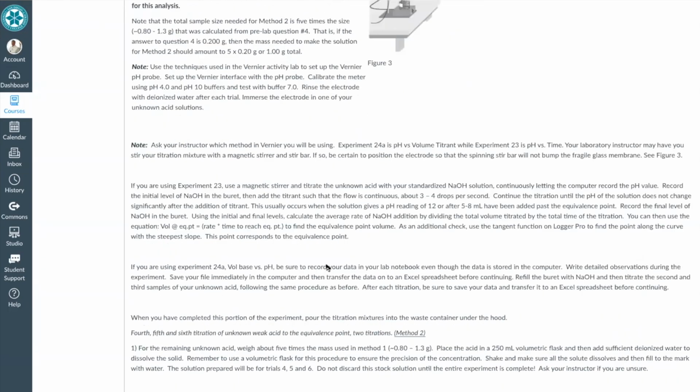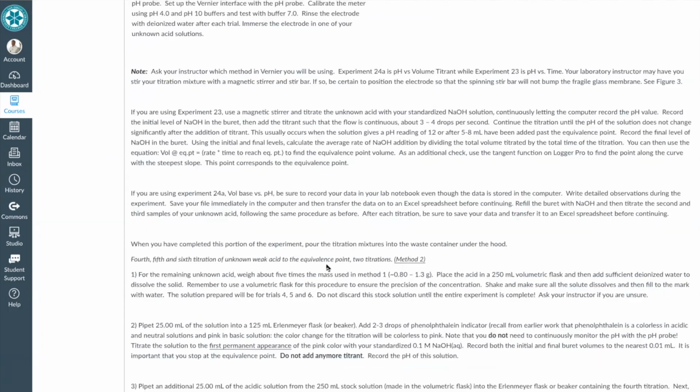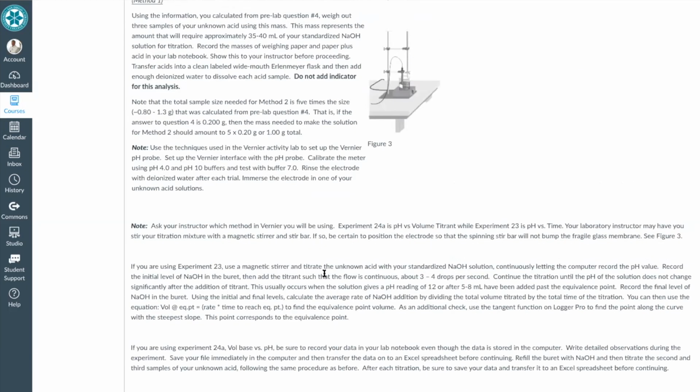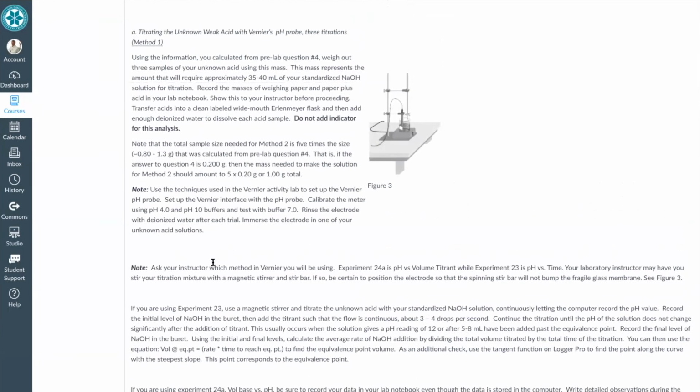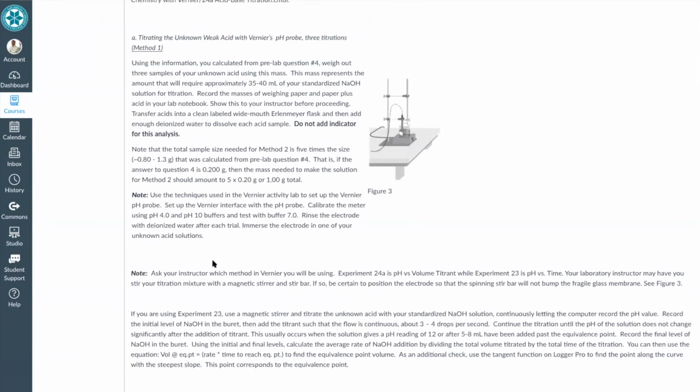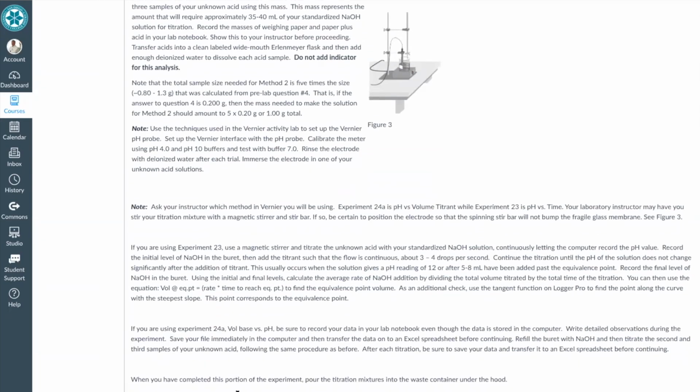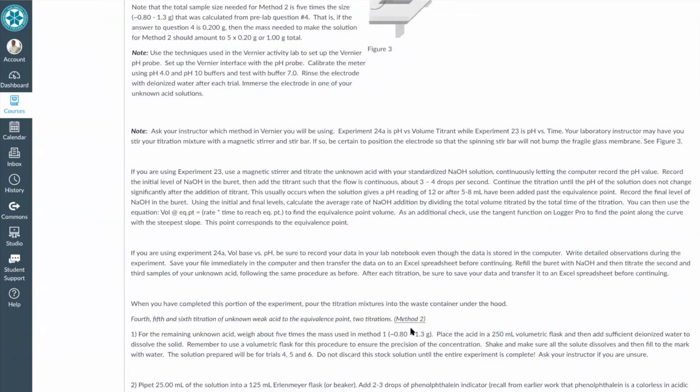your weak acid. And then there's a second method where you titrate it to the equivalence point using an acid-base indicator, okay? And the acid-base indicator will change colors and you know when to stop the titration. And there's going to be a technique that you will follow in order to figure out what the pKa is for your unknown acid. So this is method 1, and then later on here you have method 2 right here.